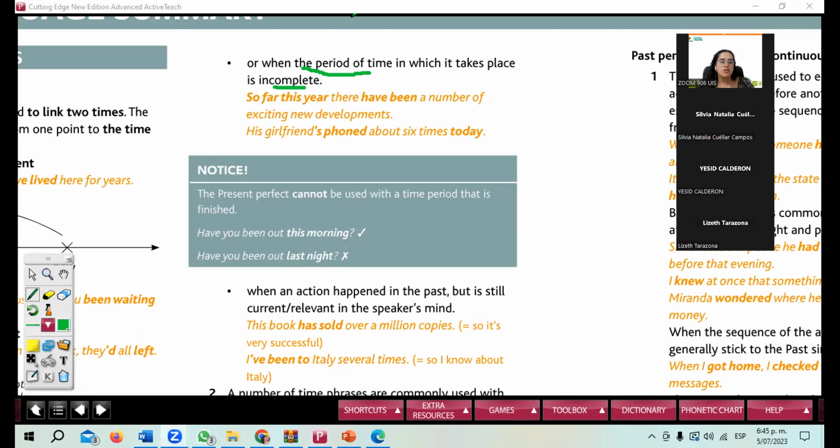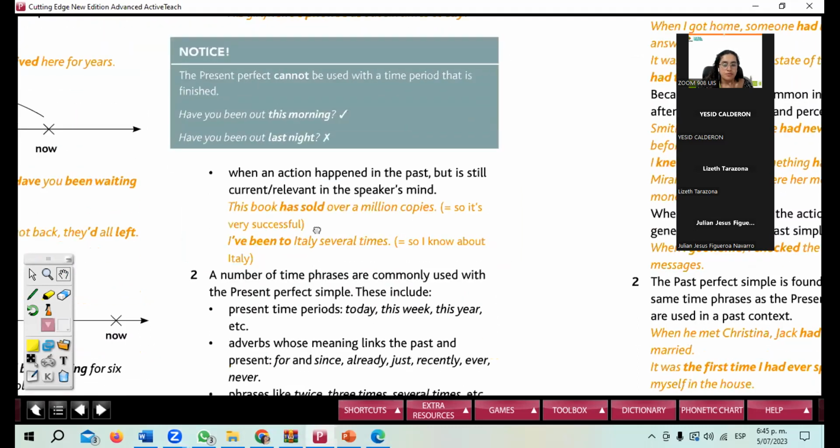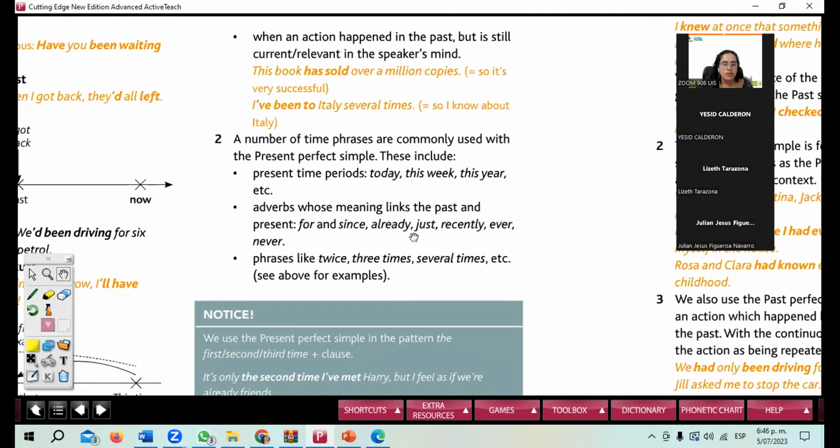Have you been out last night? No. What is the correct question? Did you go? Past simple. Did you go out last night? ¿Saliste anoche? It will be in the past simple. Very good. Okay. And we're almost finished here.